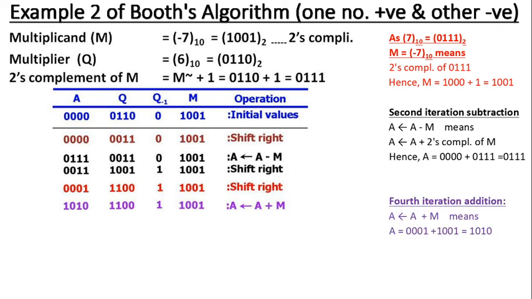This part I have shown on the scratchpad area on the right side. Fourth iteration addition, A plus M, means the earlier iteration's value of A, that is 0001, plus the value of M, that is 1001, which is equal to 1010. So here that result is copied into register A. Rest of the values from the previous iteration, the third iteration, there is no change.